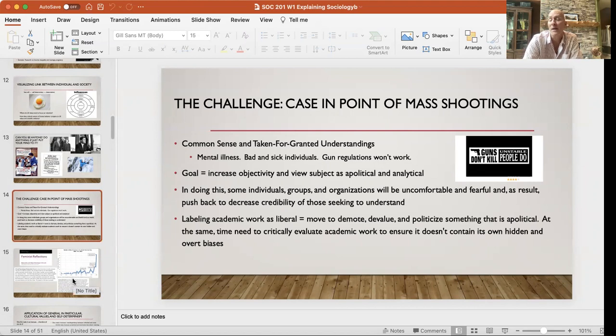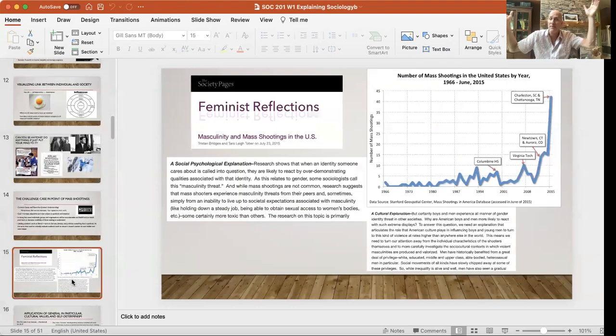Now, the challenge is that the more we try to systematically understand the social, cultural, structural forces of mass shootings, for example, the more it's going to push up against some cultural ideas and beliefs about things. It's going to push up against political interests that are served. There's all kinds of things going on that are shaping what we think and what we hear in the debate about mass shootings.